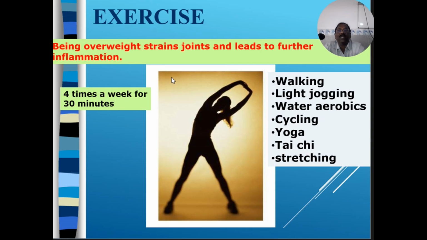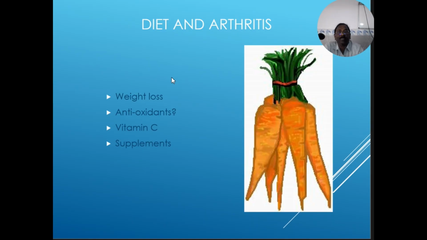So definitely exercise will play a major role, not 4 times a week for 30 minutes, maybe 7 times a week for about 50 to 60 minutes. So either walking, light jogging, water aerobics, cycling, yoga, tai chi, that is again the Chinese exercise, and stretching exercises. So in diet, weight loss is very important if you are overweight or obese. BMI 23 is the upper normal for us.